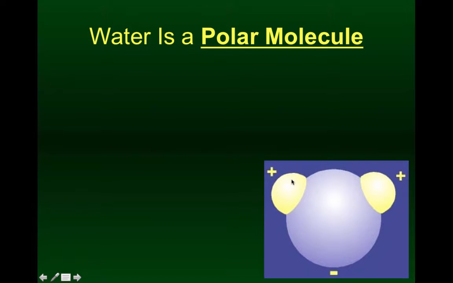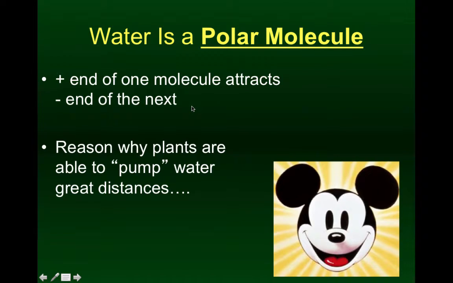These would be your two hydrogens. Partial minus would be your oxygen. So that creates attraction between the partial minus on one molecule and the partial plus on the next molecule, partial plus on this molecule and the partial minus on the next molecule. There's a lot of attractions here. Those hydrogen bonds are very, very important, right?